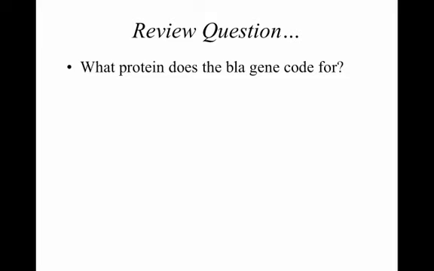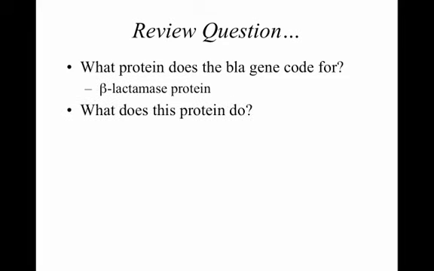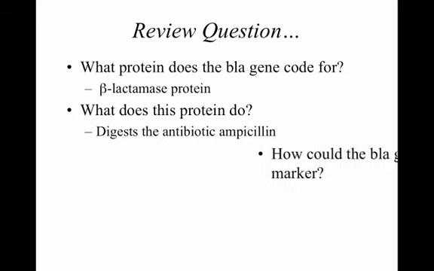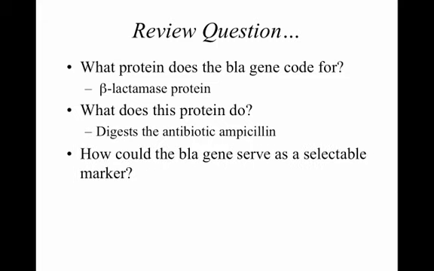Let's just review to kind of give you something to go on. What does the BLA gene code for? It codes for the beta-lactamase protein, right? And what does that protein do? Remember, it destroys the antibiotic ampicillin. So now the big question, how does it serve as our selectable marker?